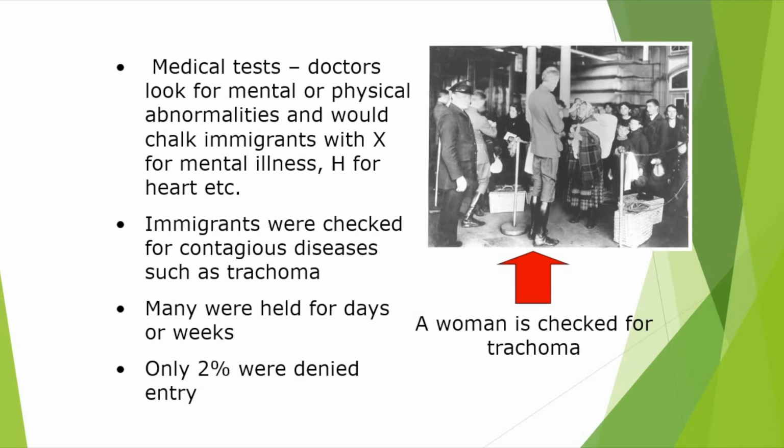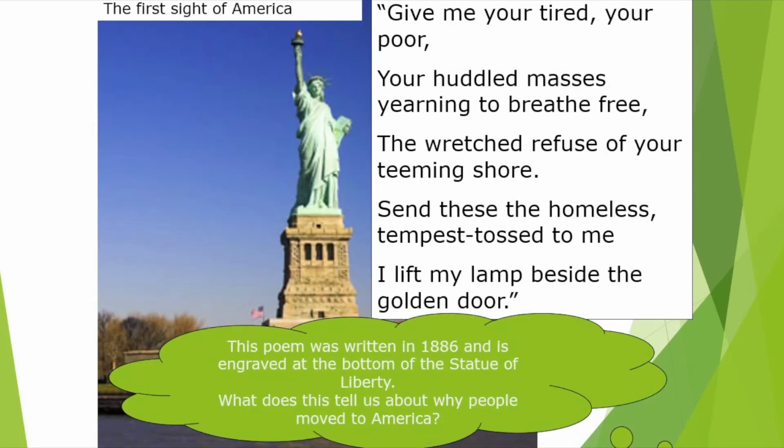This was because they would be seen as unable to support themselves when they got to America, as there weren't many places of employment for young single women, and the Americans were fearful that these women would then lead a life of crime by carrying out prostitution, for example. Now, the first view that many Americans got of their new homeland was that of the Statue of Liberty.